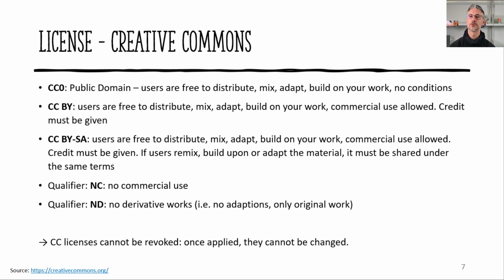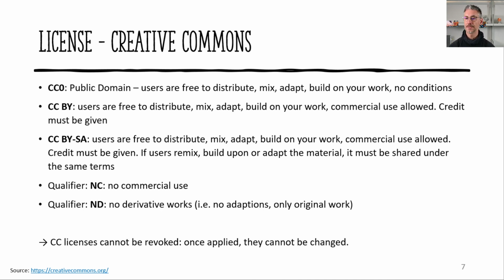Quite often we want to choose a Creative Commons license. Here CC0 is public domain, we just give up all our rights. Everybody can do what they want with our data. And then there are different versions of the Creative Commons. For example, users are free to use and distribute, but they have to credit our work.